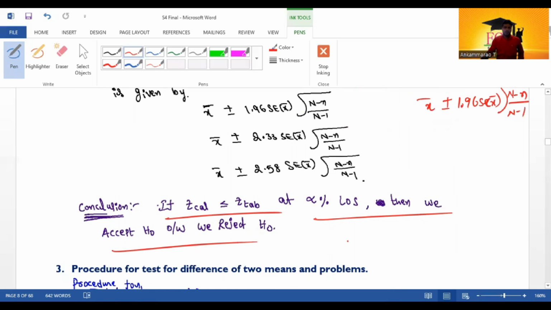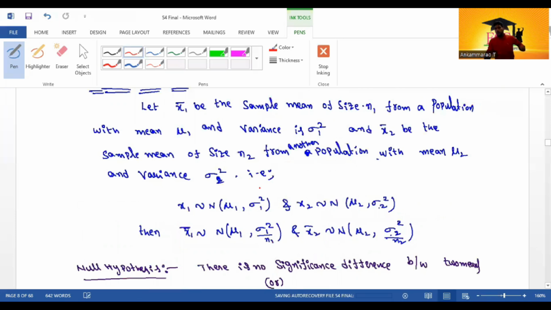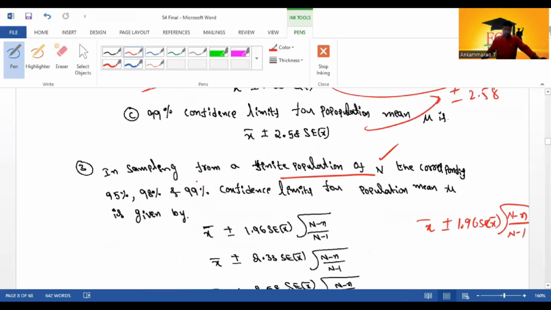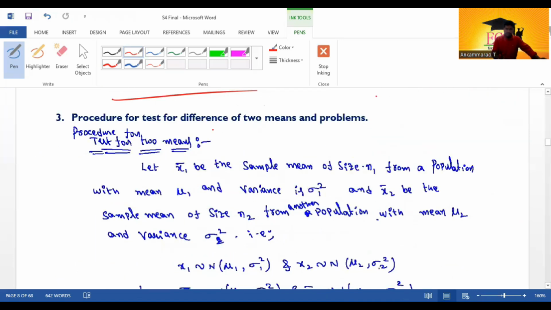Next, the third problem is the procedure for difference of two means, and their respective problems. So once see the third question, two means. Difference of two means means two sample test.